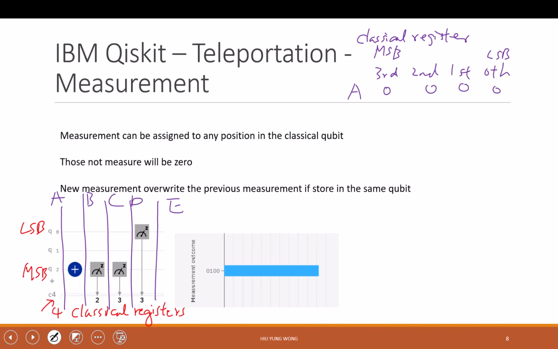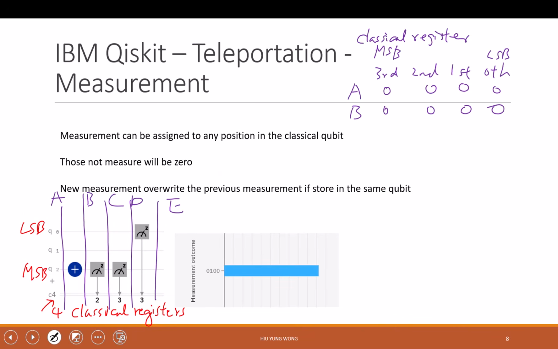How about at state B? What will be the value of the register? I apply a NOT gate to qubit 2. Someone says 0, 1, 0, 0, right? But at state B, did I do any measurement? No. You apply the gate to the qubit, you did not measure, it doesn't give me any result. Actually, nothing happened. Make sense? So at this part, if you look at the register, you will get 0, 0, 0, 0, because there's no measurement.